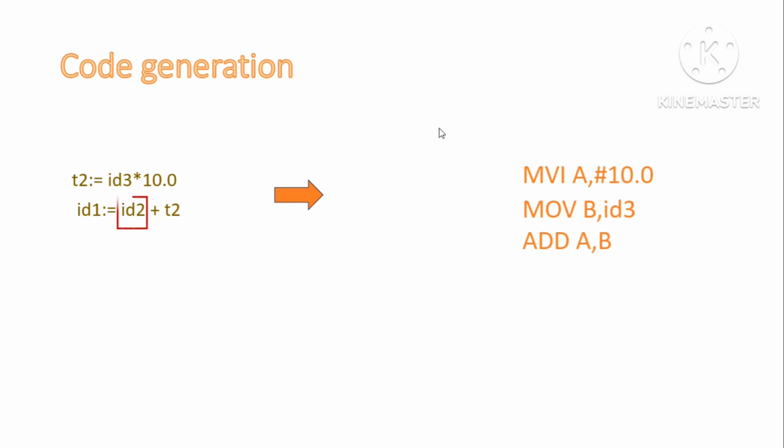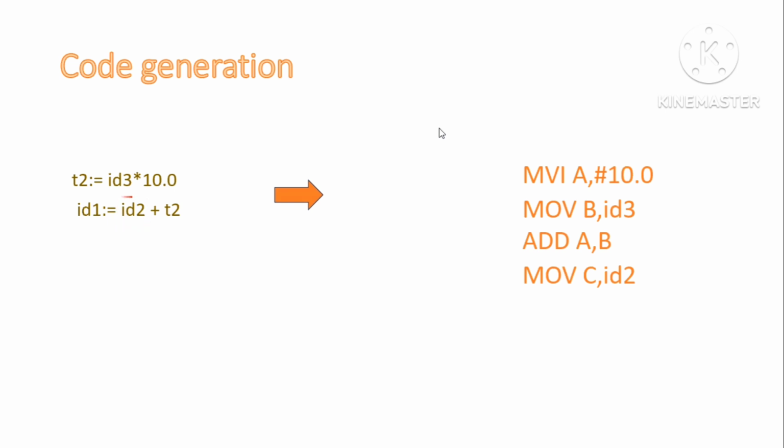we take up ID2. ID2 is a separate operand. So I move this to C register. Now, the first result, that is multiplication of A comma B, will be the final result, will be available in A here. Okay. Now, the next is this ID2 should be added with T2.